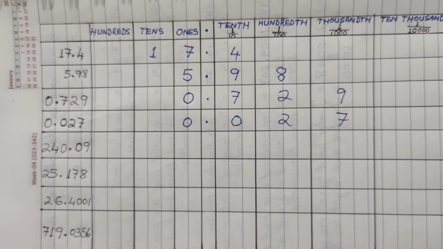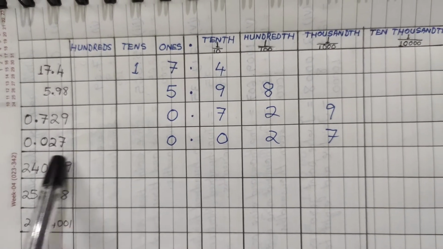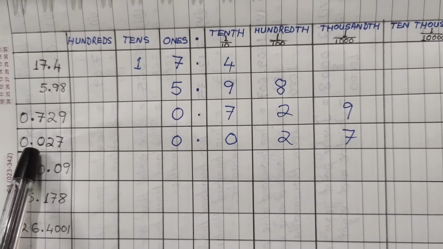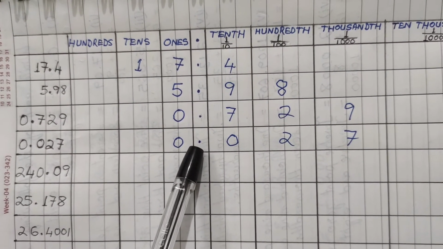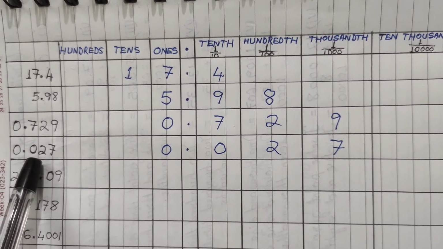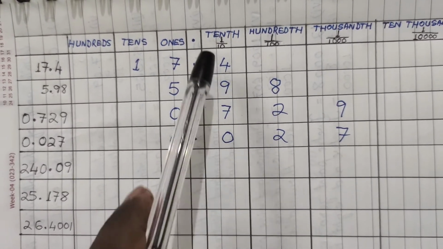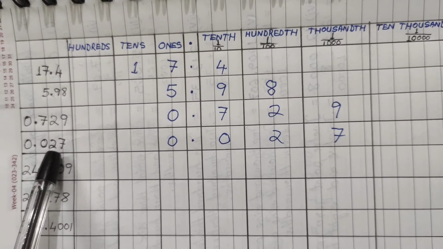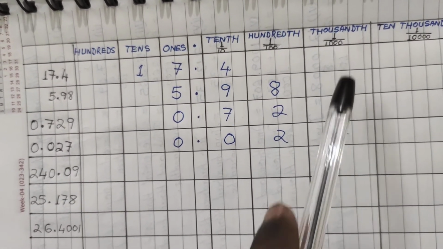Okay, the next decimal number is 0.027. Now here, as you can see, on the left side of the point there is no number, only 0. So in the 1's house you can write 0. The point is written in the points column. Right after the point, this 0 is in the 10th house. 2 is in the 100th house, followed by 7, which will be in the 1000th house.